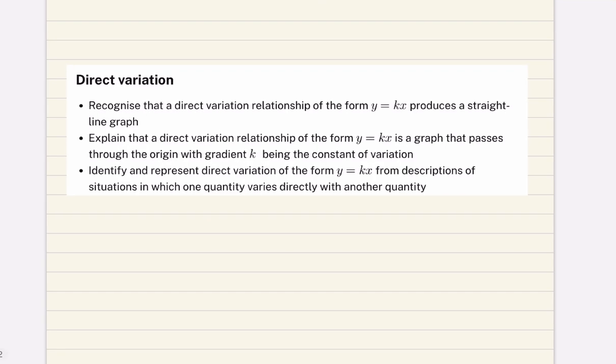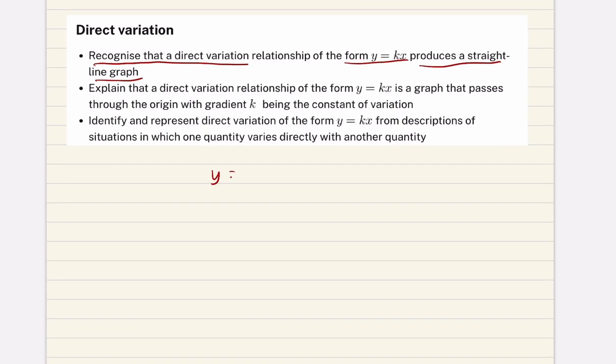So if we look through our syllabus points here, we can see that the first one is to recognize that a direct variation relationship of the form y equals kx produces a straight line graph. So whenever you see anything like y equals kx, that's what we mean by direct variation. It means a variable y is directly proportional to a variable x and is altered by a factor of k. So y is equal to x multiplied by a factor of k. The k could be greater than 1, less than 1, positive, negative. It doesn't matter. It's just showing how y behaves with respect to x due to that factor of k.